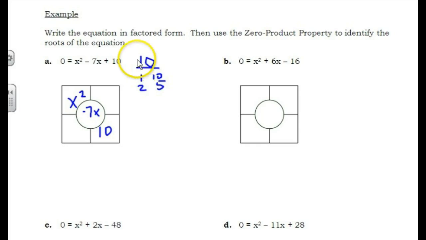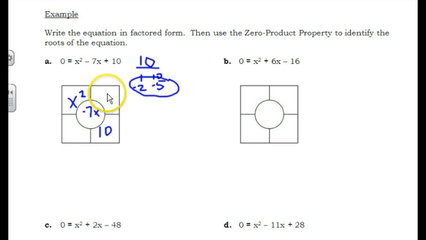Now, keep in mind that to get 10, we could have 1 times 10. We could also have negative 1 times negative 10. To get 10, we could do 2 times 5. We could also do negative 2 times negative 5. So we want to add together those factors to make negative 7. If I do 1 and 10, I get 11. Negative 1, negative 10, I get negative 11. That's not going to work. If I have 2 and 5, that's 7. But negative 2 and negative 5 makes negative 7. So if both of these factors are negative, those will work.